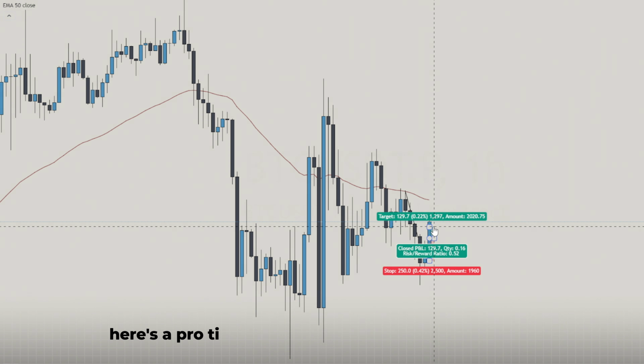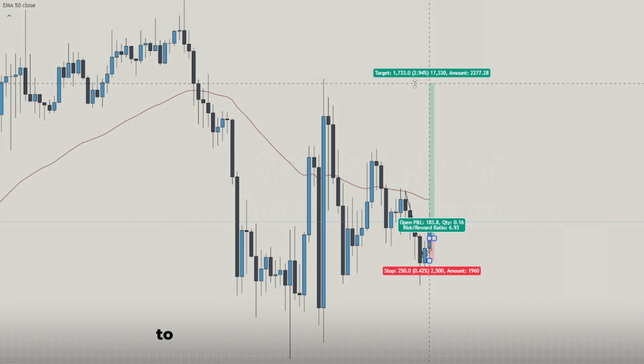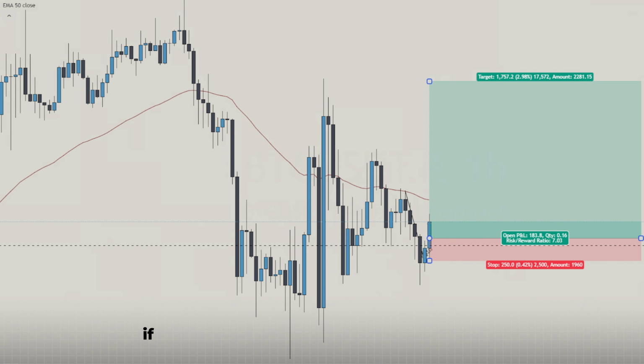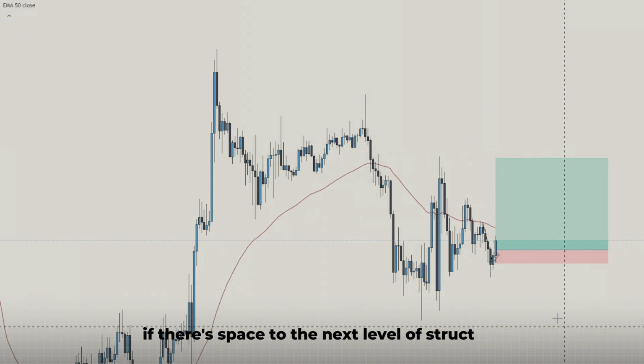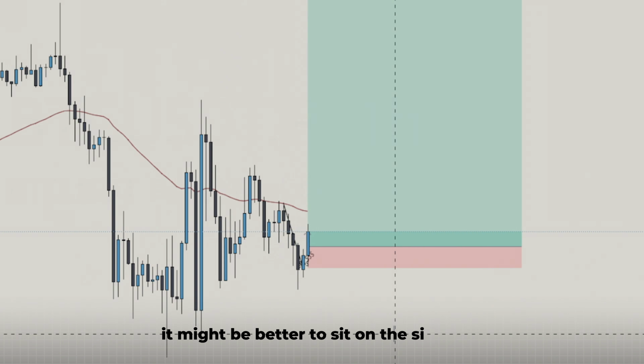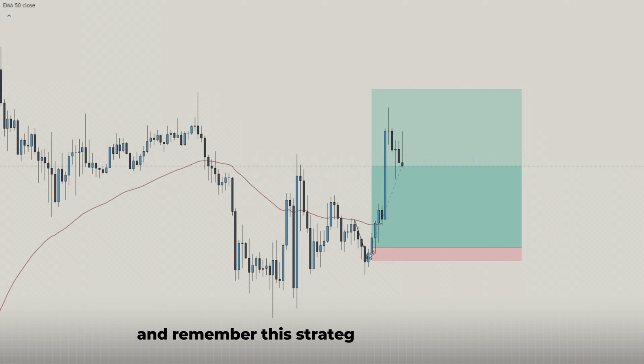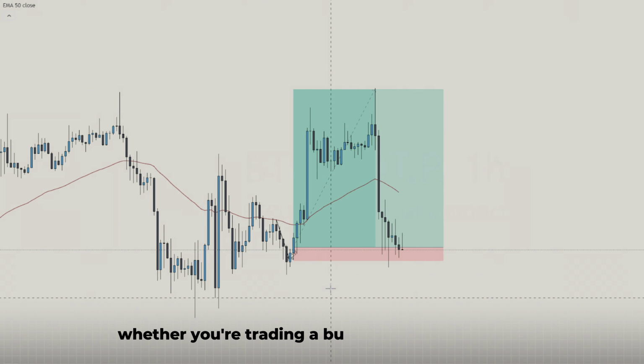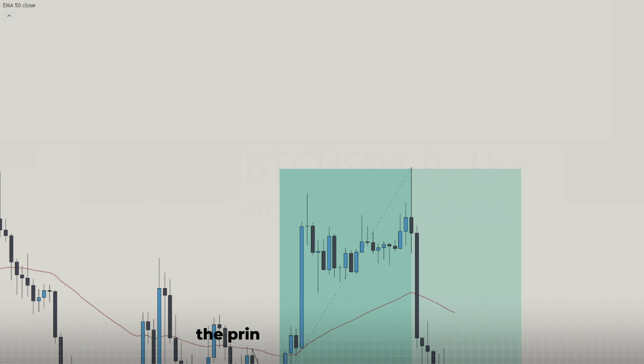Here's a pro tip. Always check the higher time frames to see where the price has room to move. If there's space to the next level of structure, you've got a good trade setup. If not, be cautious. It might be better to sit on the sidelines. And remember, this strategy works both ways. Whether you're trading a bullish or bearish market, the principles remain the same.